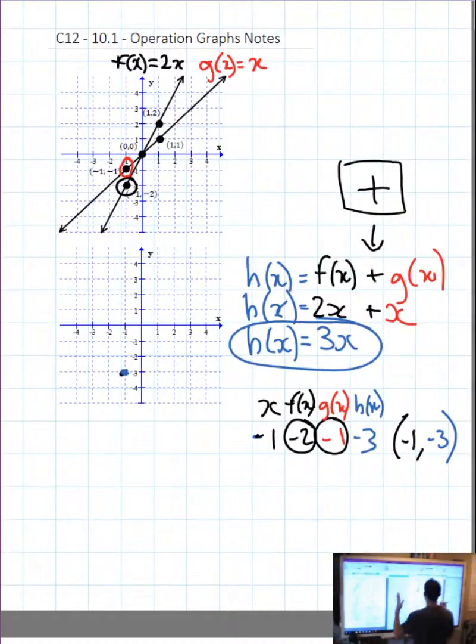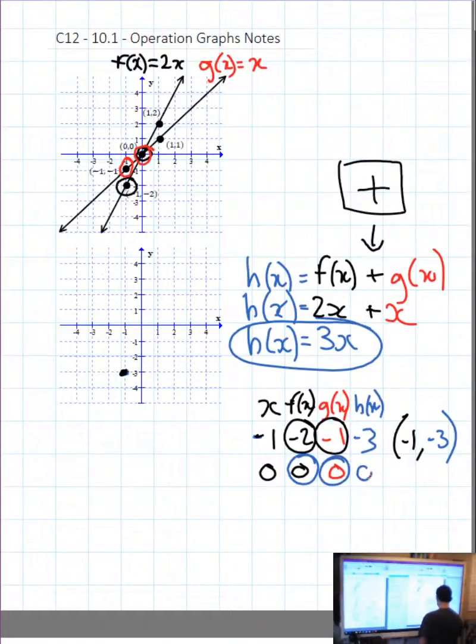So now let's choose another x value. So how about we choose 0? So f of 0 is 0. G of 0 is 0. And 0 plus 0 is 0, which means we have the point 0, 0. And I can put that point on the graph.